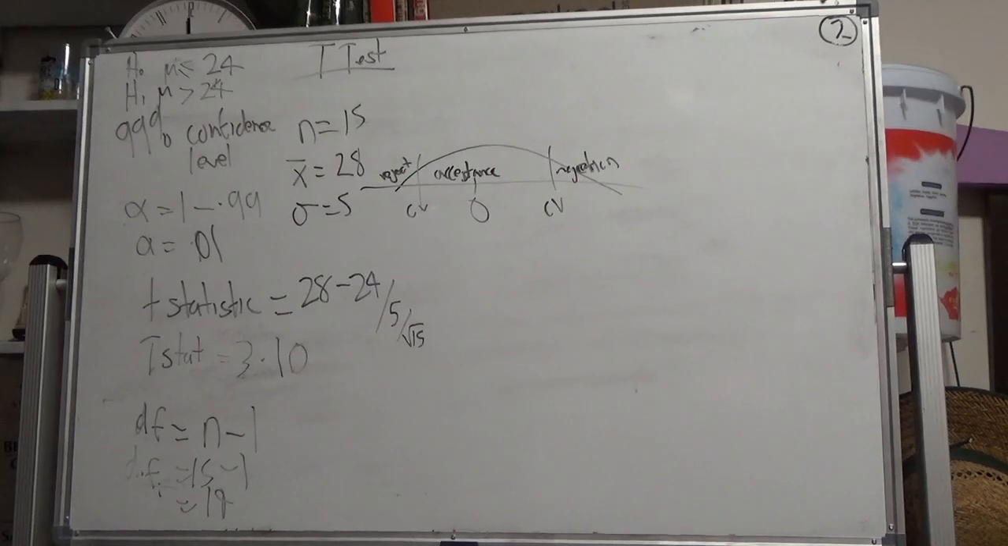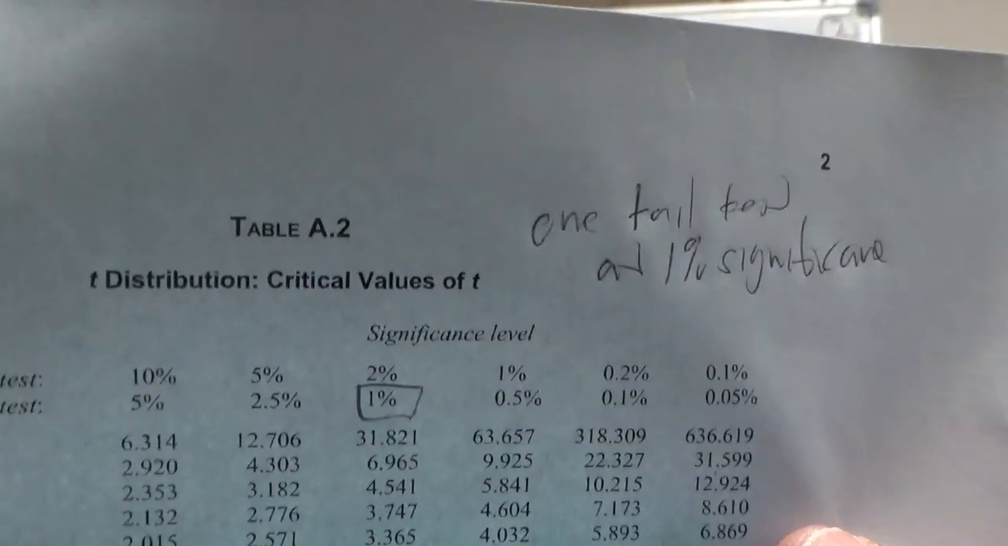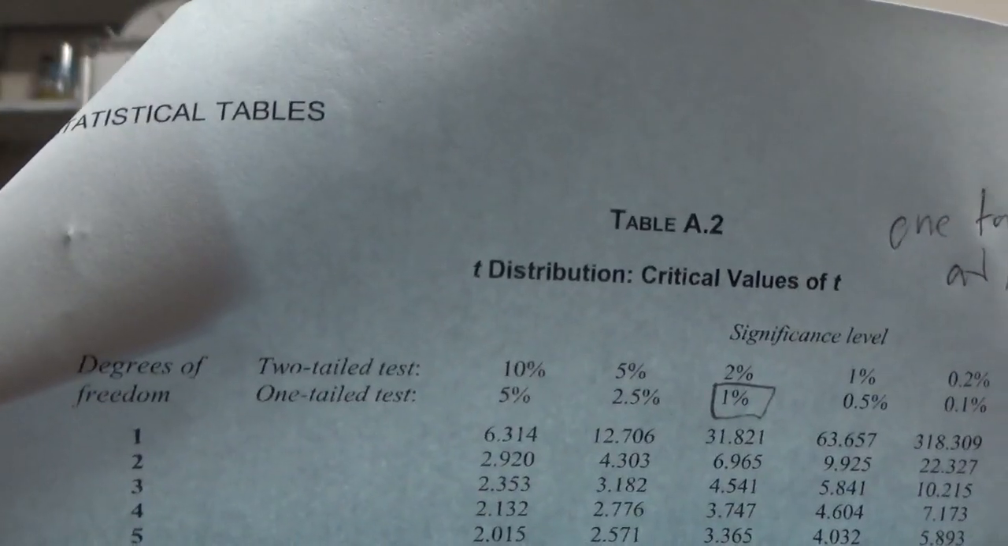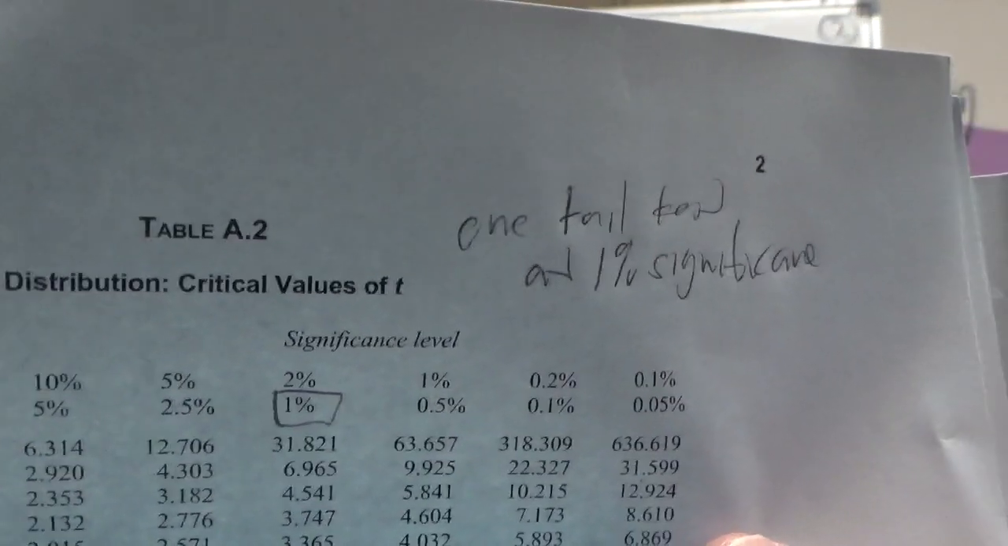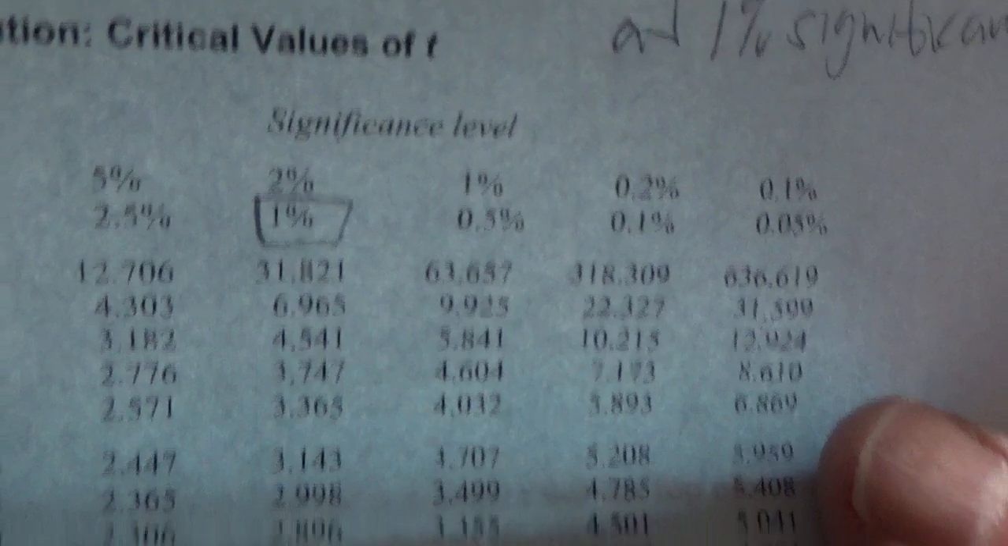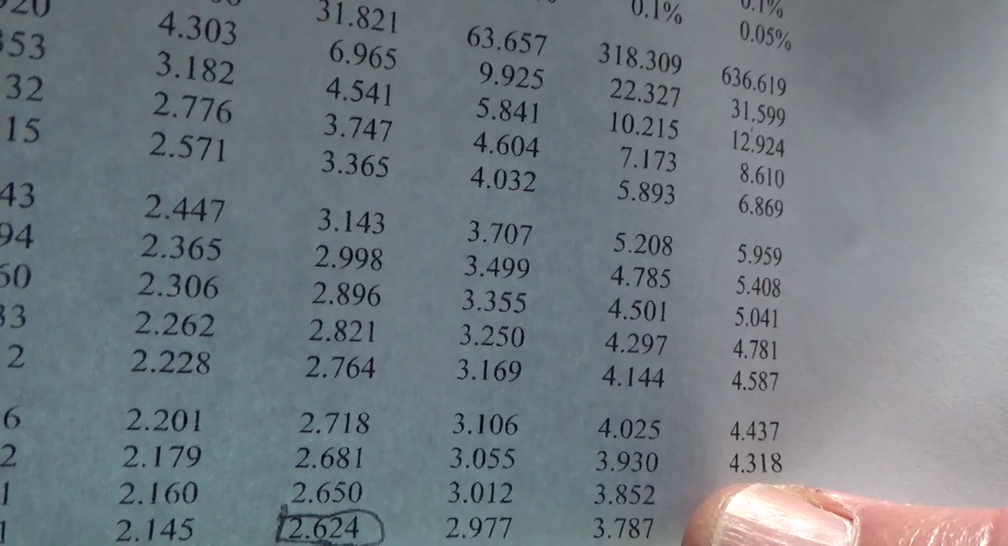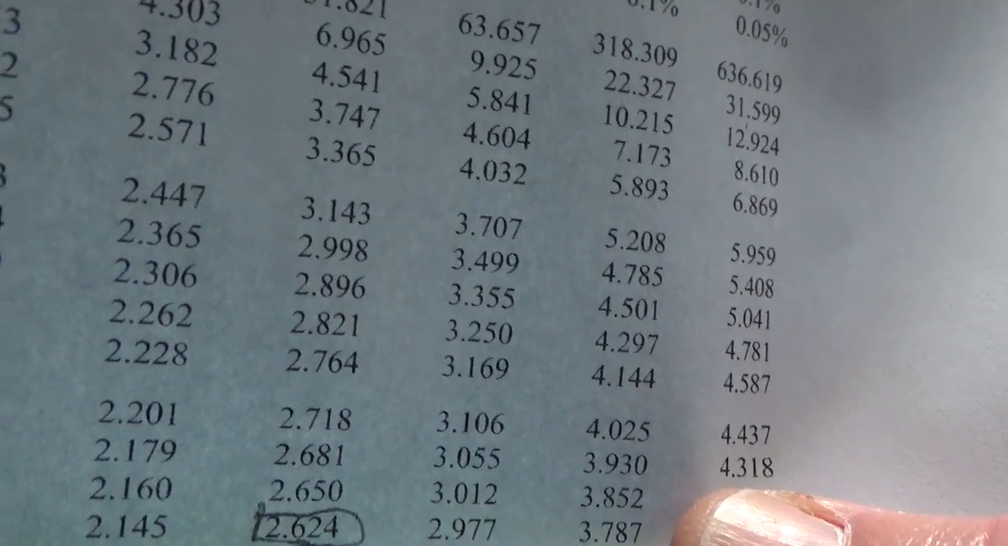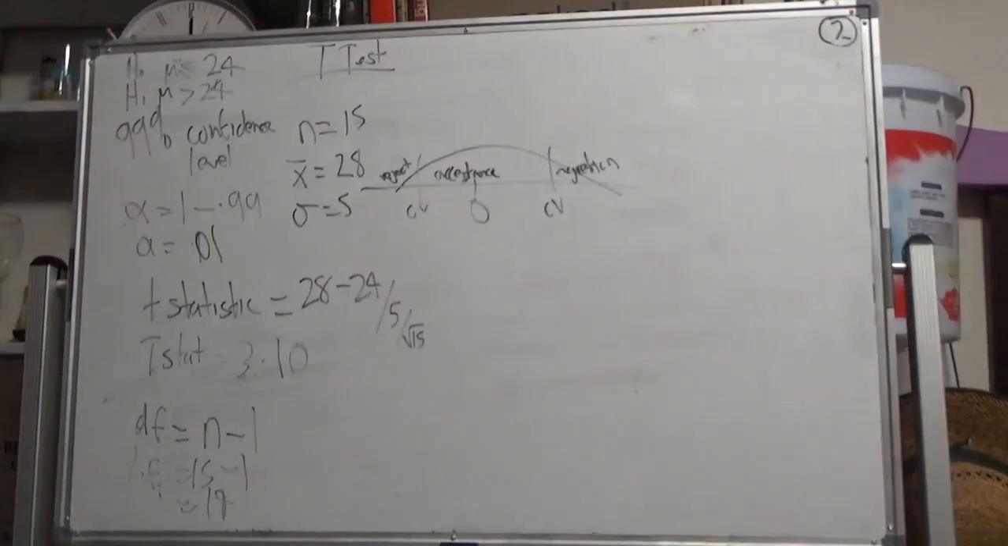So that value is a critical value. So that's the top of the table. So one-tailed test, 1% significance, just there. So go down at that 14 on the left, and it gives you 2.624. It is the critical value.